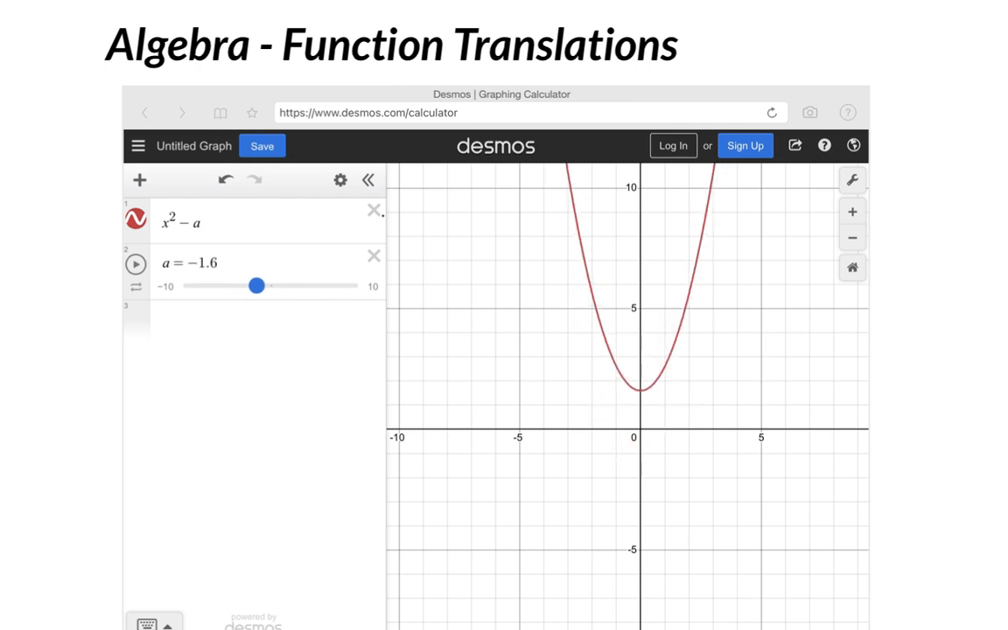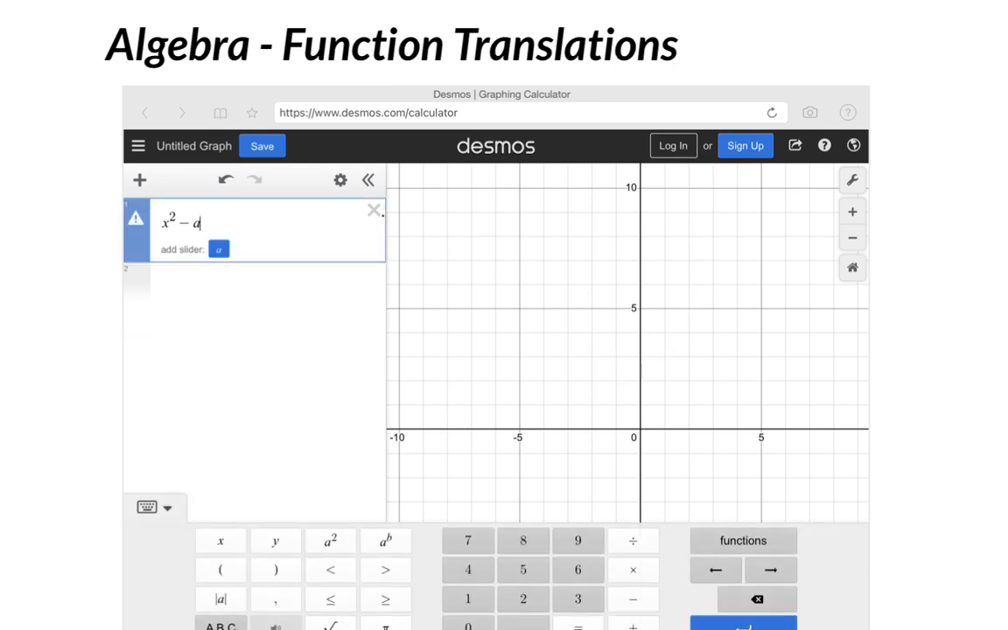And it shifts it down by exactly what you would expect. You know, if it's x squared minus 2, I'm down 2 units. If it's x squared plus 4, it's up 4 units. So that's our first kind of translation, an addition or subtraction outside of my function.